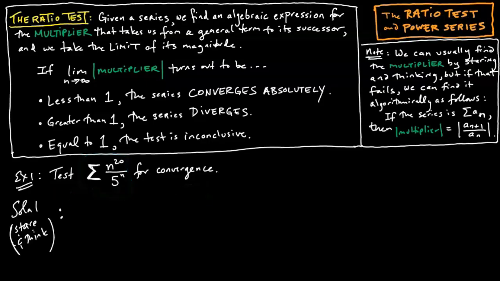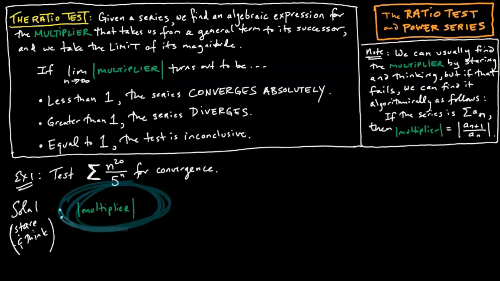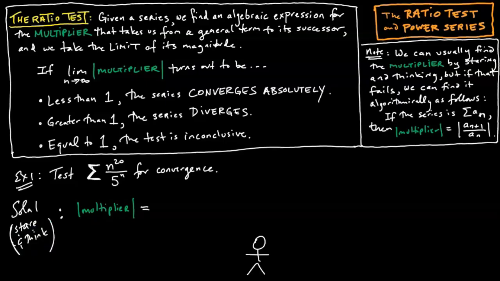This series is not geometric, of course, but what happens in the tail of the series? Maybe it starts to look geometric. Well, let's find out. I need to think of a multiplier. I'm going to try to do this simply by staring and thinking. What would the multiplier be in this case? Well, what would our little stick man say?